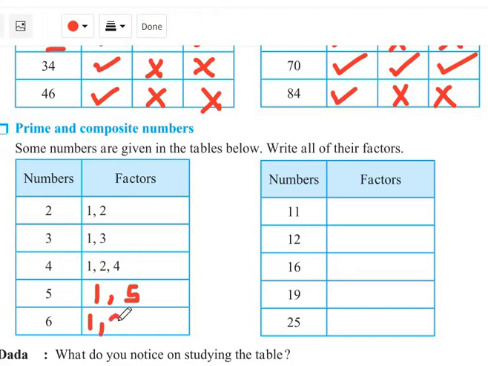Then 2, because 6 comes in the table of 2, therefore 2. Then 3 and then 6. 6 comes in the table of 6. Numbers 11. Factors are 1 and 11 only. For 12, which are the factors?